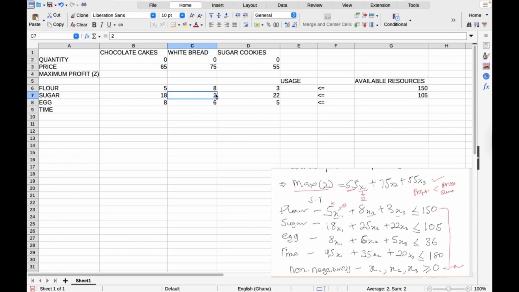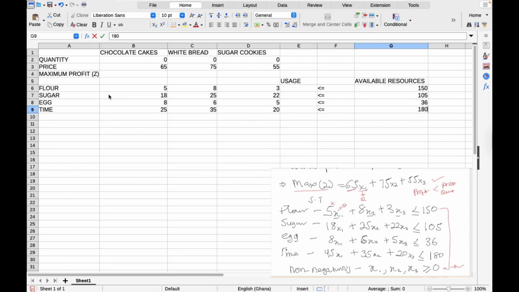Sugar here is 25, and 36. Then it comes to the time. So the time we have is 45 minutes, 35, and then 20 minutes. And they said the total time was 180. Okay. So we are done inputting or representing it in Excel.